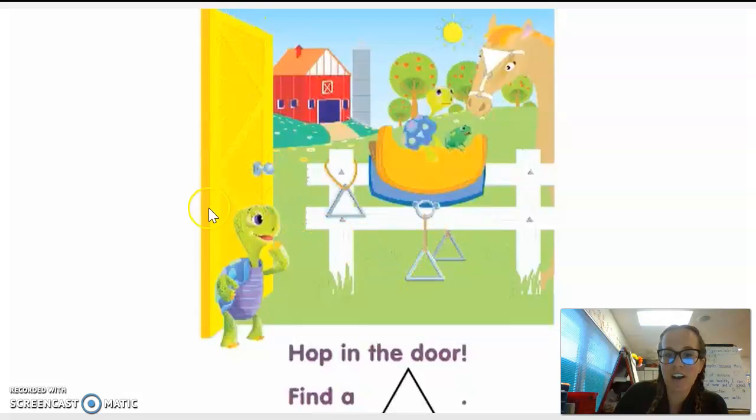I even see triangles on the door. I see some really tiny triangles on the fence. How many triangles can you find? Triangle.